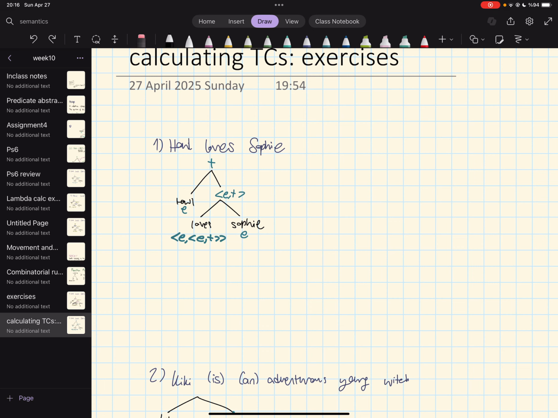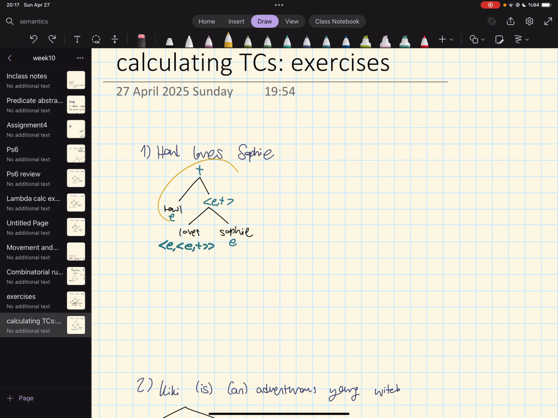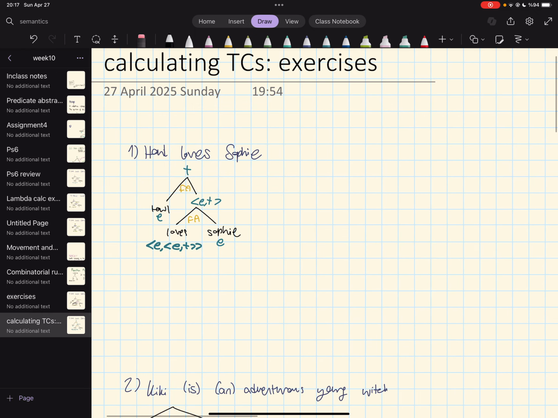Okay. Now that we have assigned our types, let's see what combinatorial rules we're going to need to use. For the reasons I've explained a minute ago, we're going to need to use FAs, because these are just basic function applications, right? I just start off by writing my sentence, which is Hall loves Sophie. First step, so we're here right now. This is my sentence, Hall loves Sophie.